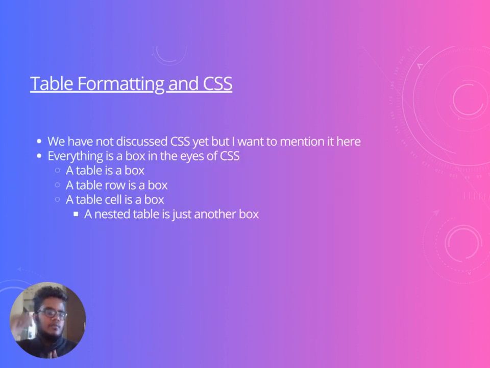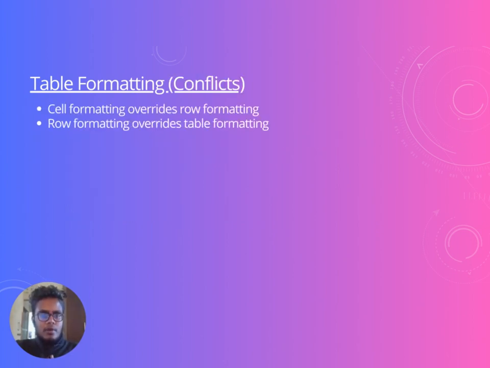So next topic is table formatting and CSS. We have not discussed CSS yet, but I want to mention it here. Everything is a box in the eyes of CSS. A table is a box. A table row is a box. A table cell is a box. A nested table is just another box. Table formatting conflicts: cell formatting overrides row formatting, and row formatting overrides table formatting.